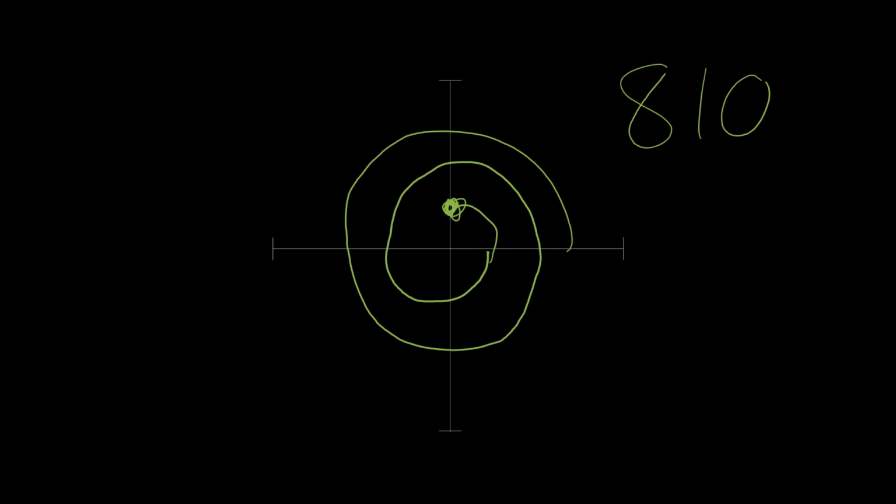But what about negatives? Negatives are the same way, except we go clockwise instead of counterclockwise counting, starting from 0. So we'd start at 0, go to -90, -180, -270, and -360.